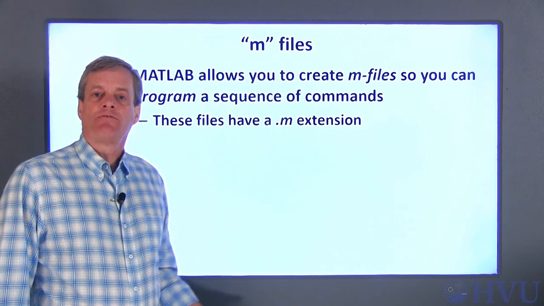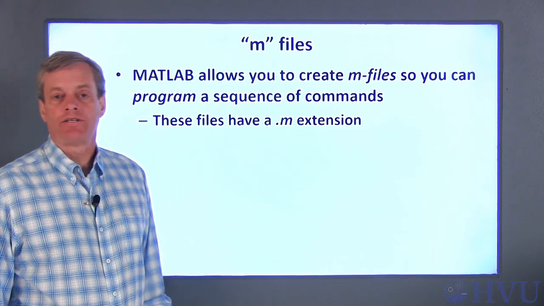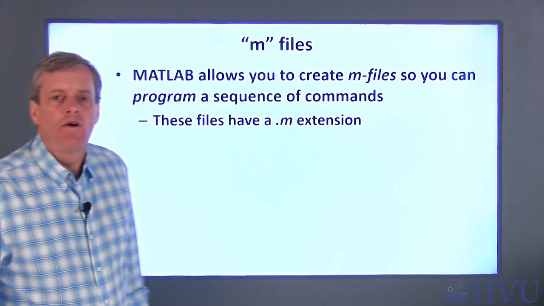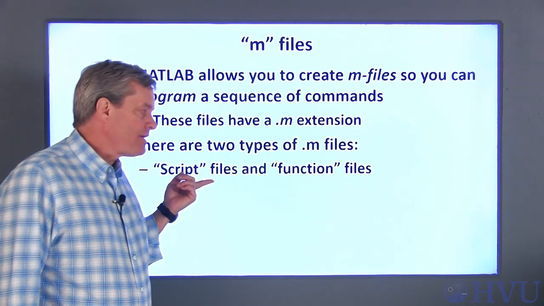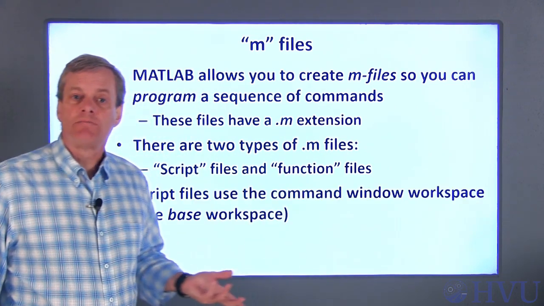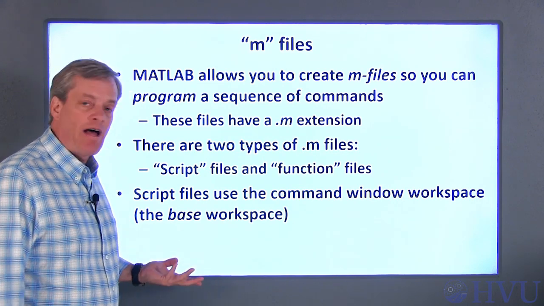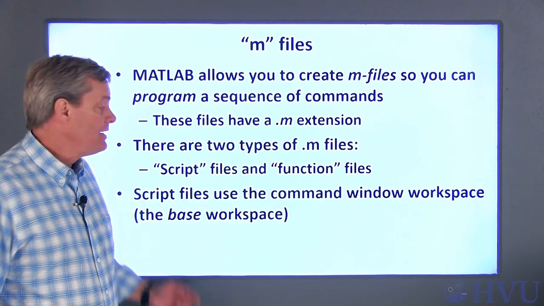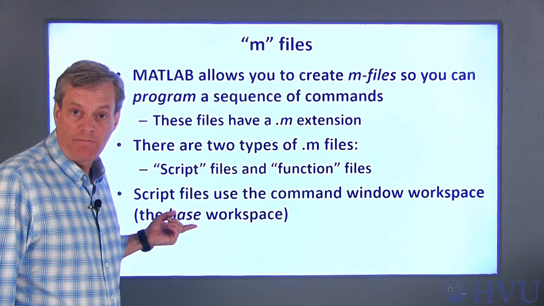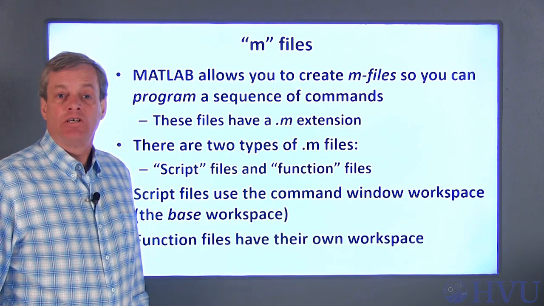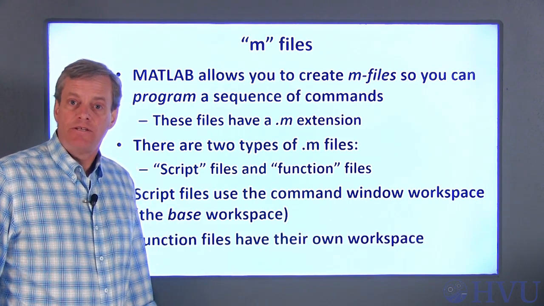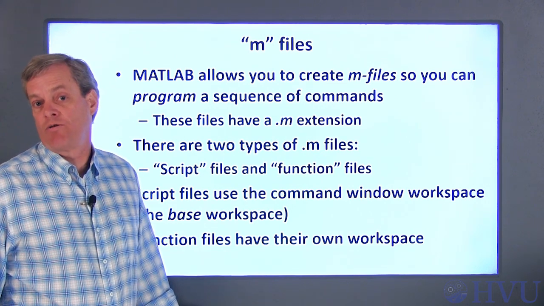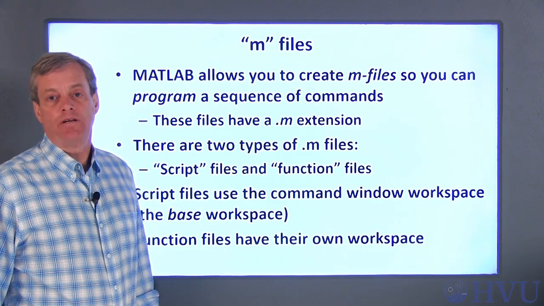M files contain a sequence of commands, generally called a program, which are executed by MATLAB. They're called M files because the file extension is .m. The two kinds of M files are script files and functions. The main difference between script and function files is that script files use the same workspace that's used when we execute commands at the command prompt. Technically, this is called the base workspace. Function files, however, each have their own workspace. This means that you can create variables in functions without worrying about whether these variables are overwriting variables that already exist. But that's a topic for a later video.